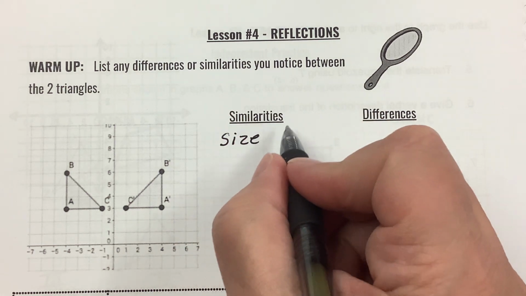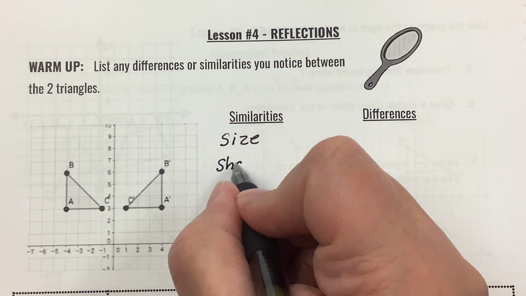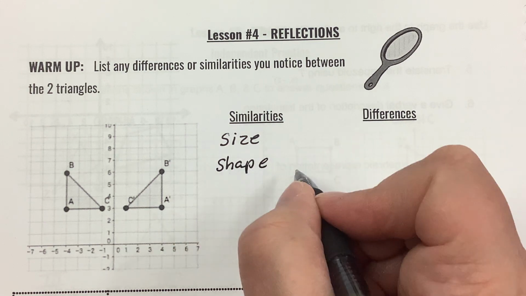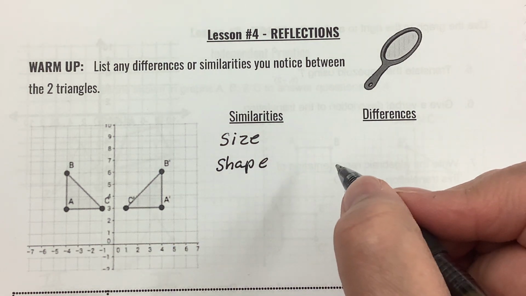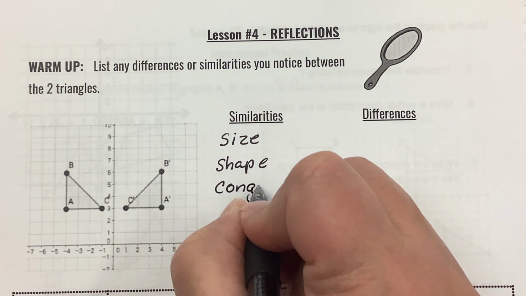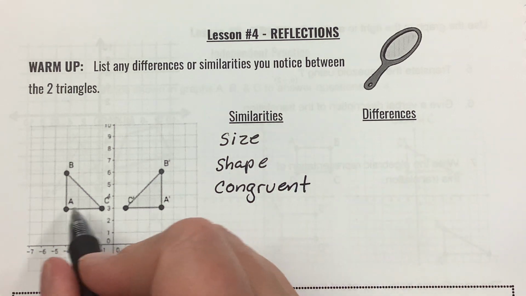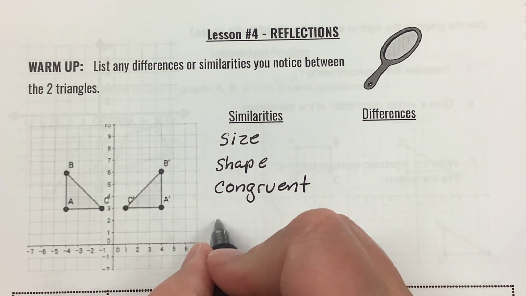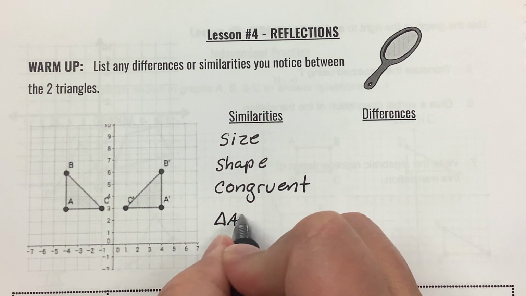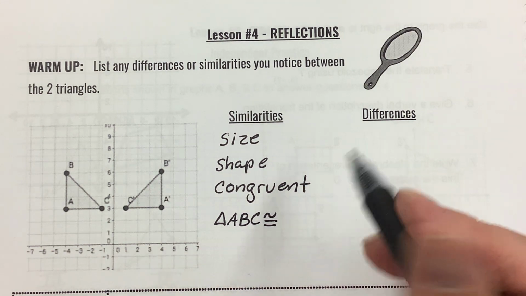And they're the same shape. What is it when they're the same size and the same shape? Oh yeah, these are congruent figures. So triangle ABC is congruent. Remember the symbol for congruent.